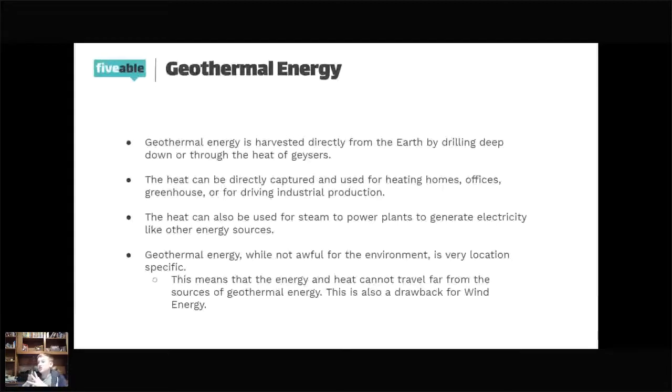The location-specific heat and energy, the energy is made and the heat is made to where it can't travel very far. So it's the same thing with wind energy. The wind turbines spin and it makes the electricity and energy right there. Nothing else that you can do.